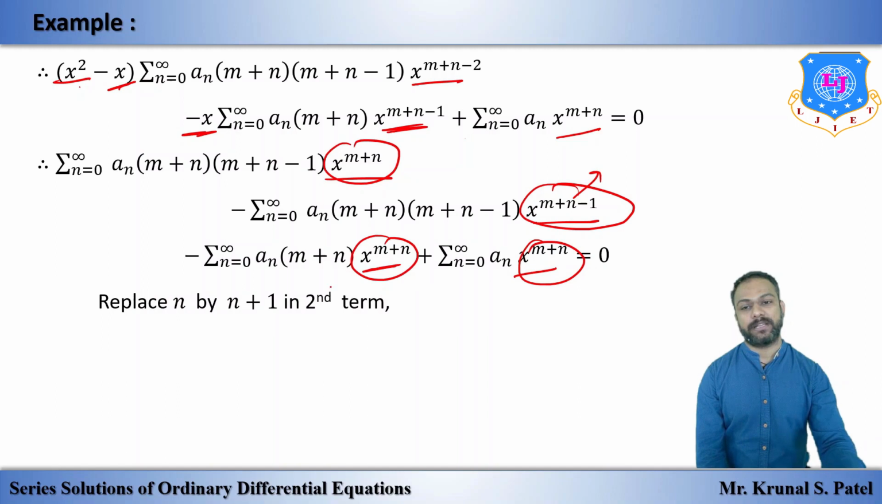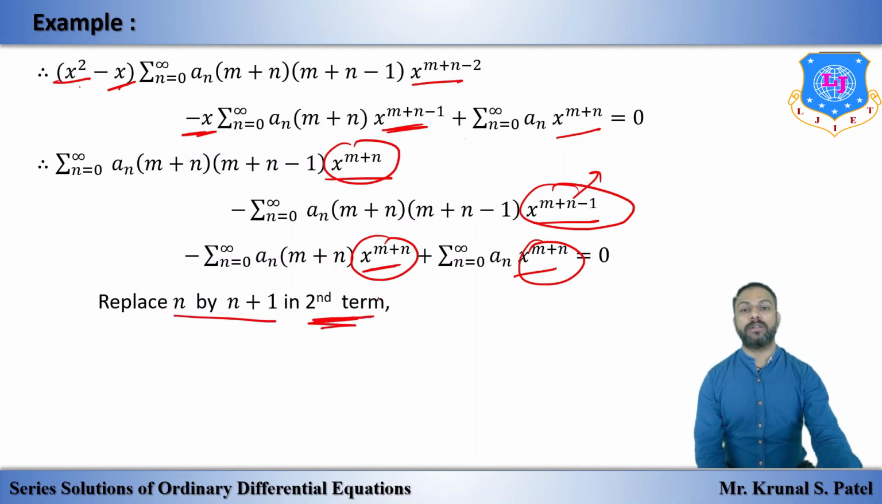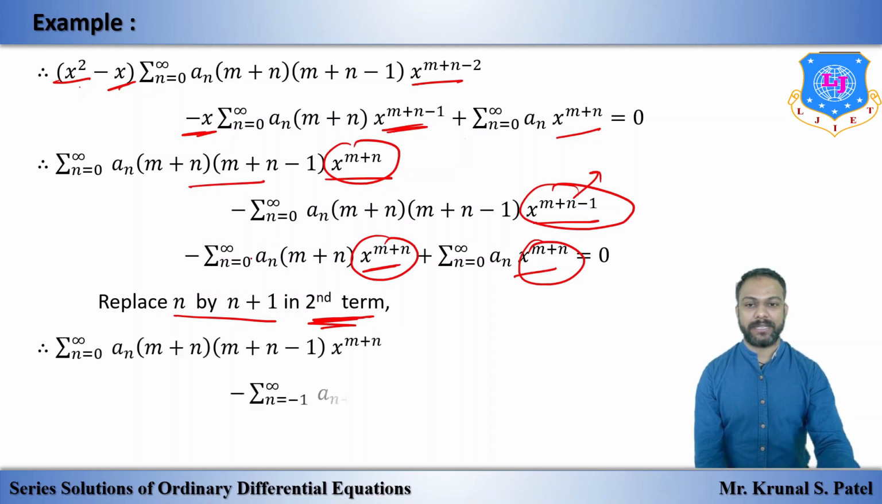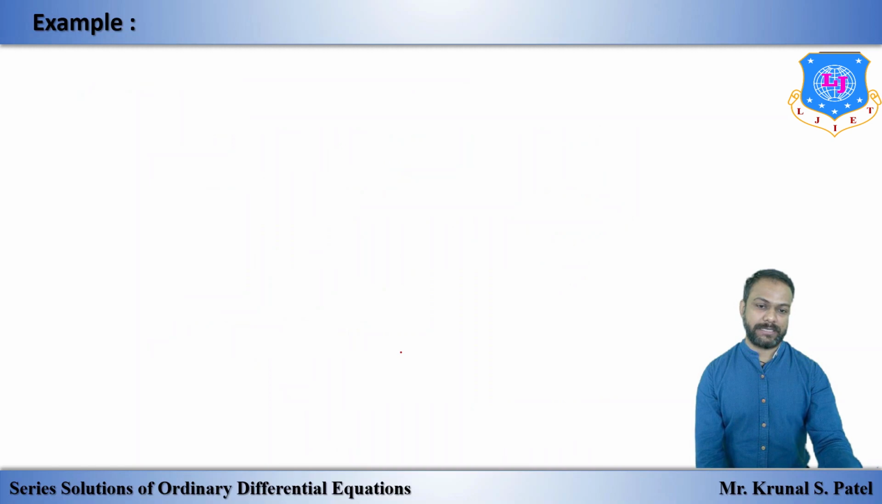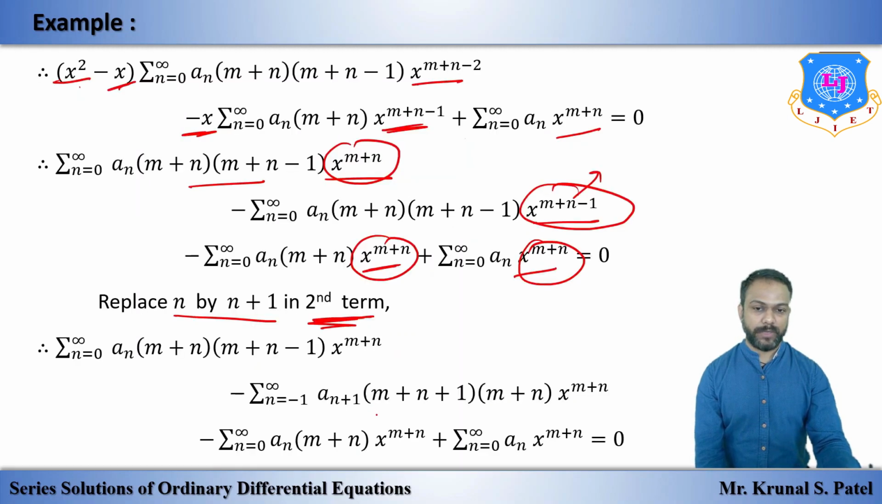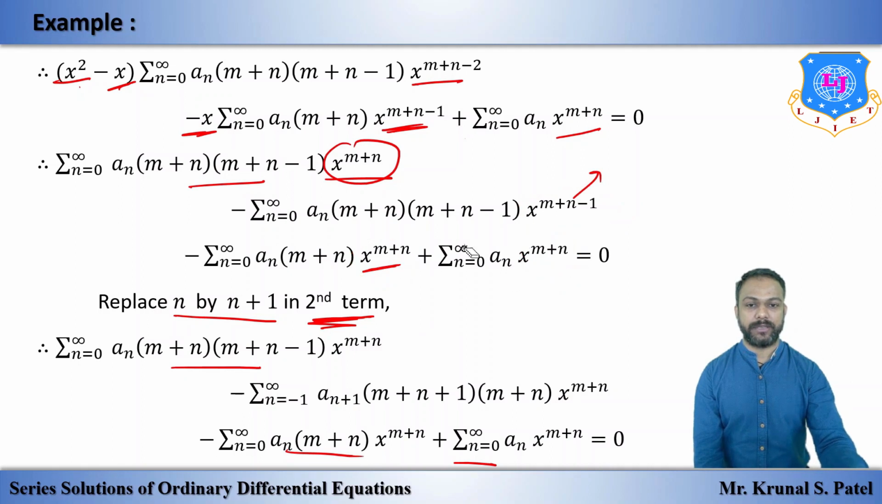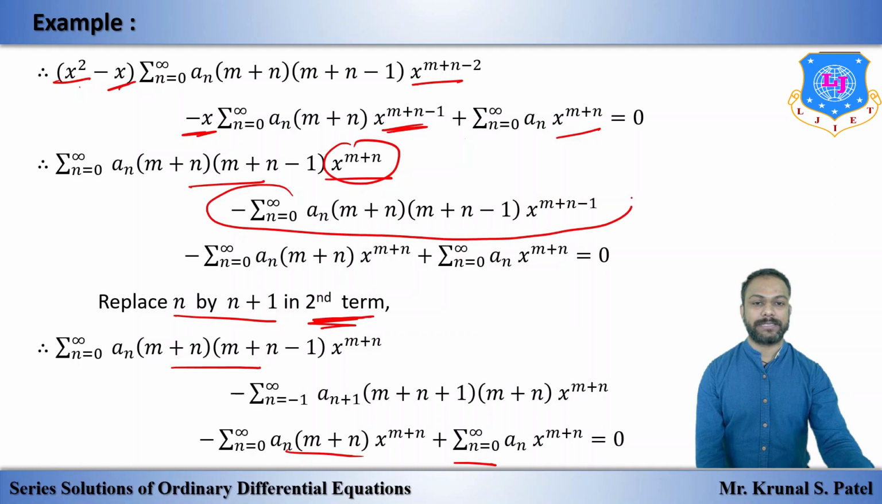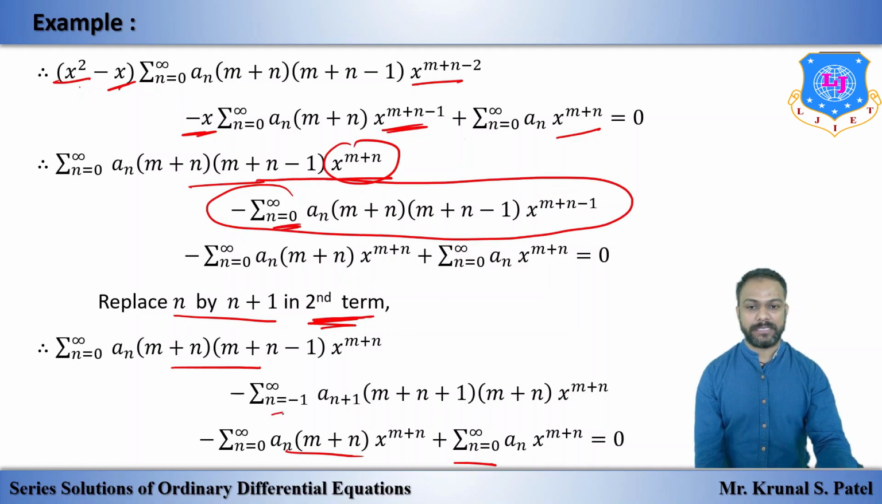In which term? Second term. So n by n plus 1 in the second term only. Okay, so all the rest, the first term, third term and fourth term, as it is. First term as it is, second term becomes this, and third and fourth as it is. Only the second term is changed here by replacing n with n plus 1 in this entire second term. So this sigma becomes n equal to minus 1. This n plus 1 minus 1 cancels out, this cancels out.